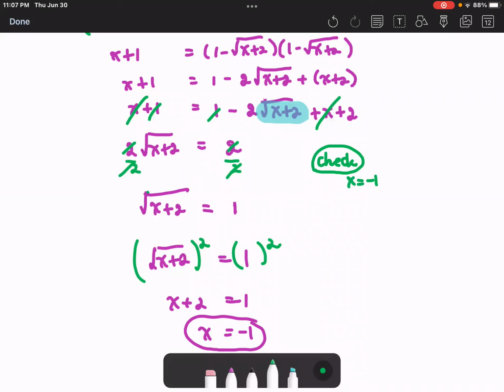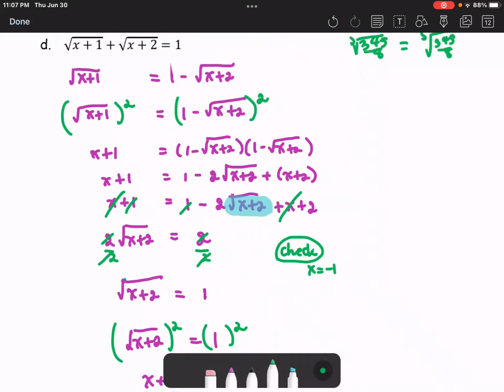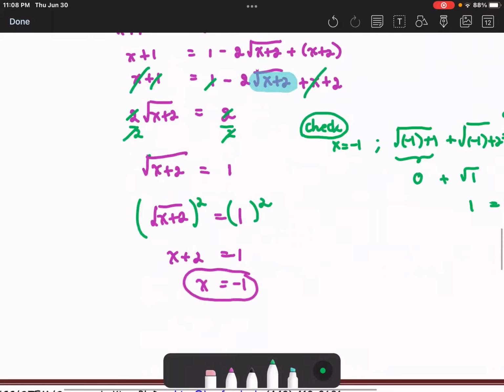For x equals negative 1, the original expression would be square root of x plus 1, which is negative 1 plus 1, plus square root of negative 1 plus 2. Put a question mark over here. Let's see if it comes out to be 1. So square root of negative 1 plus 1, that is 0. Square root of negative 1 plus 2, that is square root of 1. Yes, it turns out to be the same as the right-hand side value, or we can say this is a true statement. So then we keep this answer.